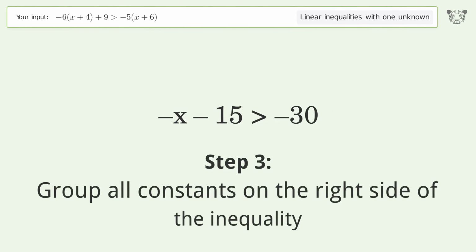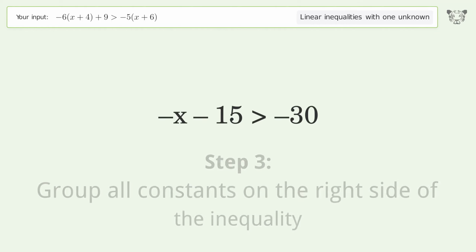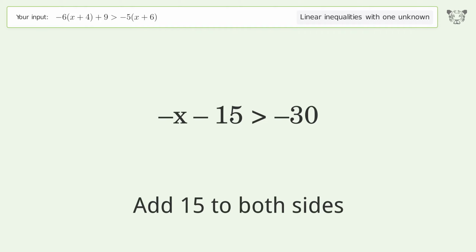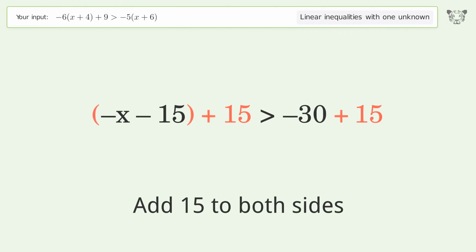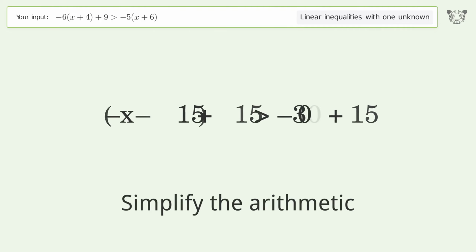Group all constants on the right side of the inequality. Add 15 to both sides. Simplify the arithmetic.